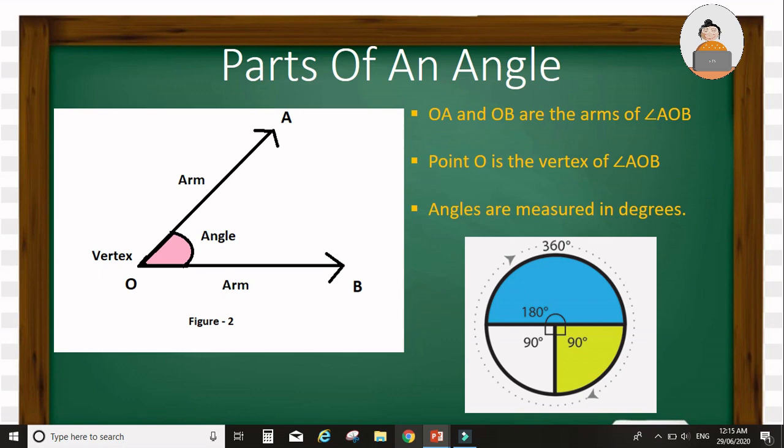Now we will talk about the parts of an angle. As you can see in the diagram, we have two rays named AO and BO. As we have already discussed in our previous slide, an angle is a geometric figure formed by two rays extending from a common point. So the two rays are known as the arms of an angle, and the common point, denoted by O in the figure, is known as the vertex of an angle.